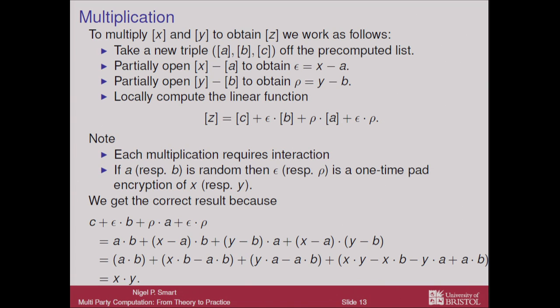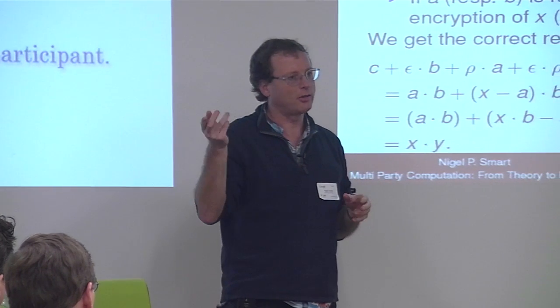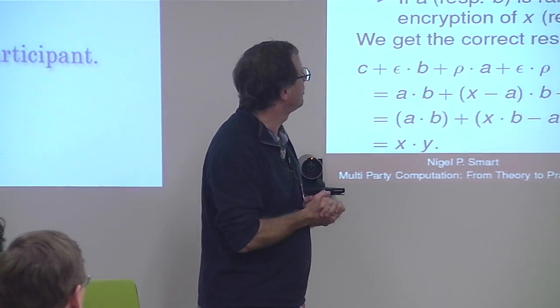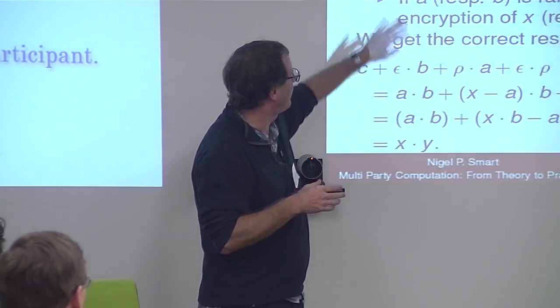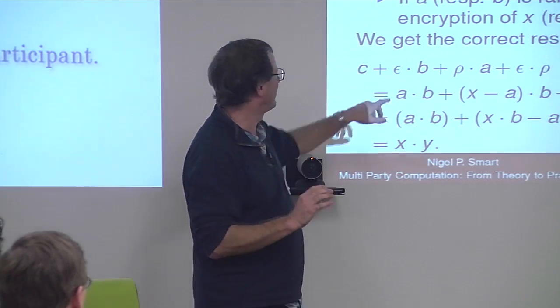Okay, so what we note is that every time I want to do a multiplication, I require interaction. I need to send 2 pieces of information out, and I need to receive 2 pieces of information from each player. So that seems we need order n squared communication, but you can tweak that so you get order n communication. Everything's a one-time pad. And we get the correct result by just this cool piece of maths.